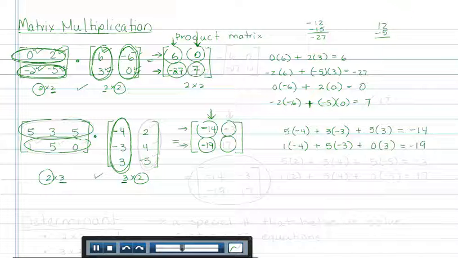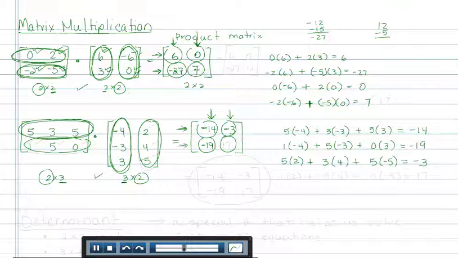Now I'm going to solve for this number, and this number is in row 1, column 2. So I will be working with row 1 and column 2. I'm going to combine those numbers. It'll be 5 times 2 plus 3 times 4 plus 5 times negative 5. And when you type all of that into your calculator, you should get a negative 3. So this one is a negative 3.